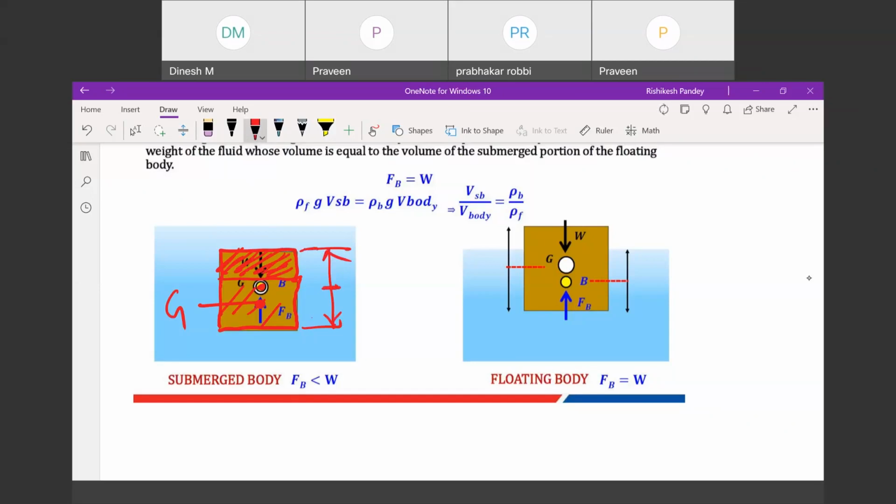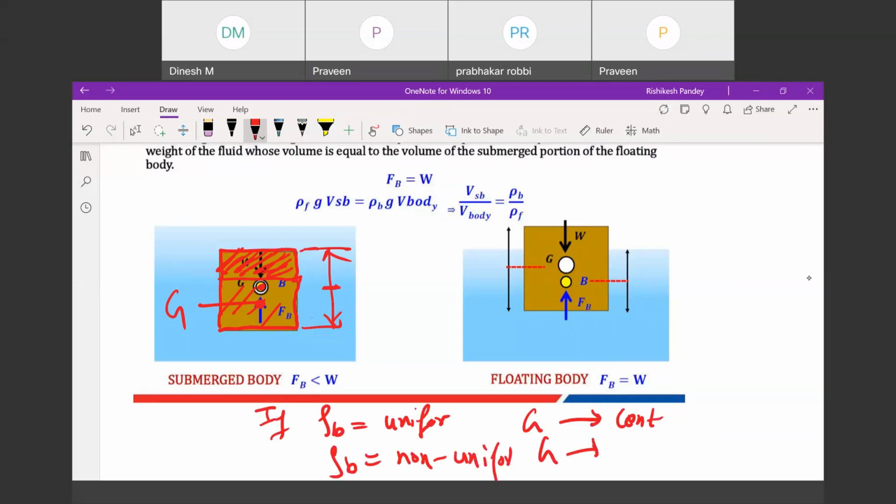So B will remain at the center, but G will displace. Again, I will tell you, the location of G will remain at the center if the density is uniform. If the density of the body is uniform, G will lie at the center, the geometric center. But if the density of the body is non-uniform, like if it is made up of two different materials, then G will not lie at the center. G will not lie at your geometric center. Okay, this is the first thing.